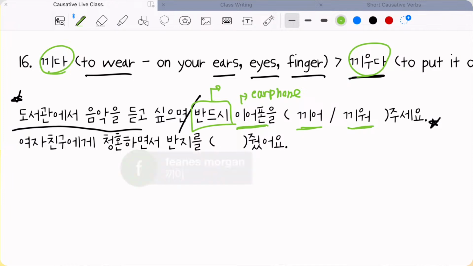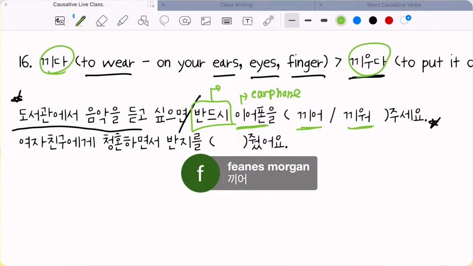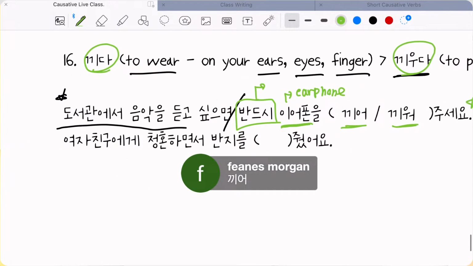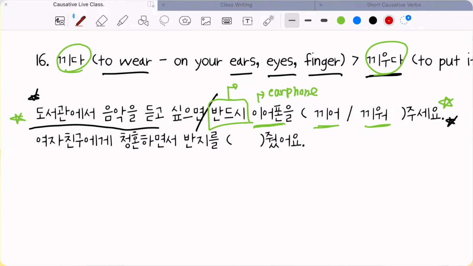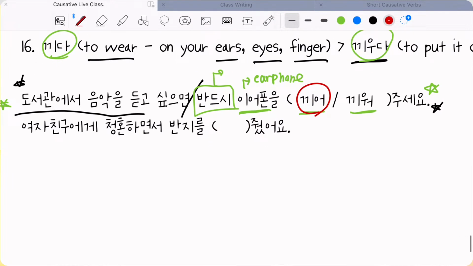그렇죠, 여러분. 끼어가 맞아요. 끼어. Because this sentence is instructing you to wear your own earphone, right? If you want to listen to music. So you can use the verb 끼다, 끼워주세요, 끼워주세요. How about the next one, guys?